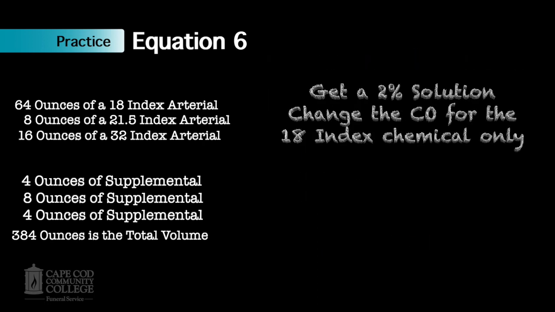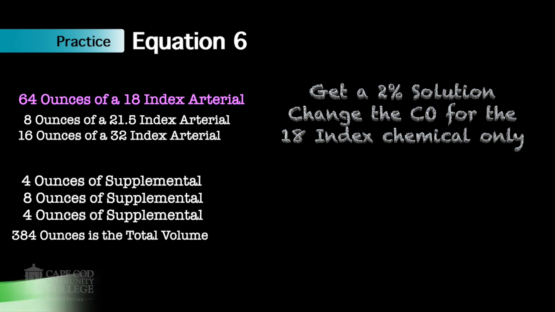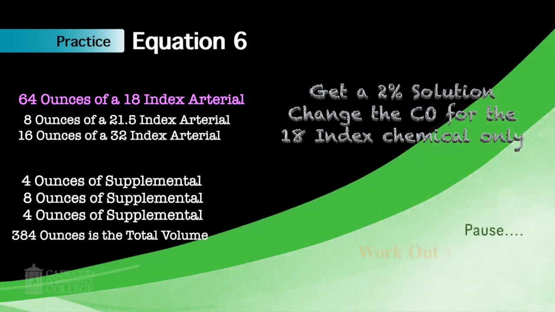Now we're going to make the equation a little bit more complicated. How do I get a 2% solution by changing the concentrated ounces for only one of the chemicals? I've chosen for you that it's going to be the 18 index arterial. So keeping the rest of the equation the same, getting a 2% solution, how do I get that 2% solution by changing the concentrated ounces on this chemical? Pause the video, work out the solution, and when we return, we'll give you the answer and how we worked this out.